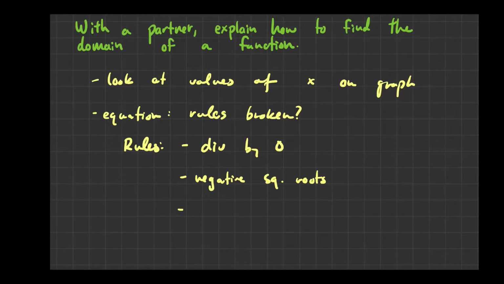Here's one that people often don't know about: 0 to the power of 0 is undefined. Because on the one hand, 0 to the power of anything is 0, right? On the other hand, anything to the power of 0 is 1. So what is it, 0 or 1? So that's another one. There's a few more.